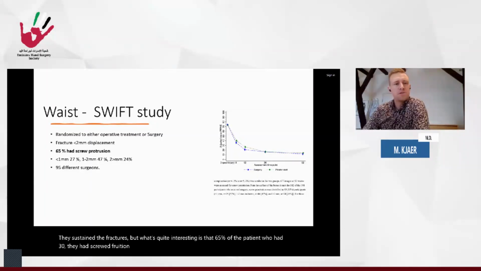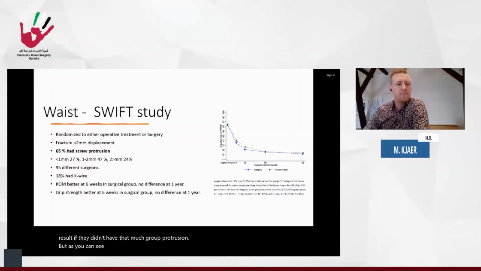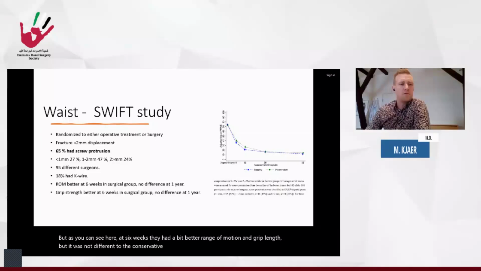So the question here is would the surgery group have better results if they didn't have that much screw protrusion? But as you can see here, at 6 weeks, they had a bit better range of motion and grip strength, but it was not different to the conservative treatment at 1 year follow-up.